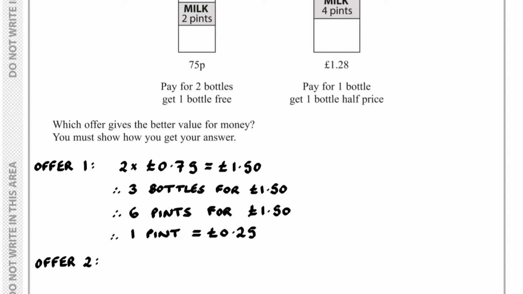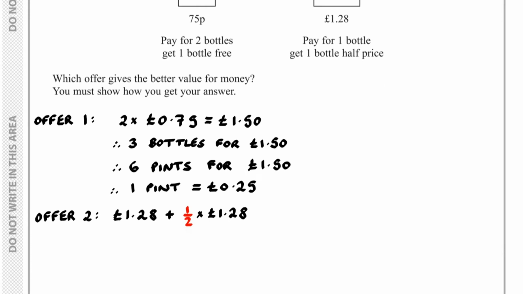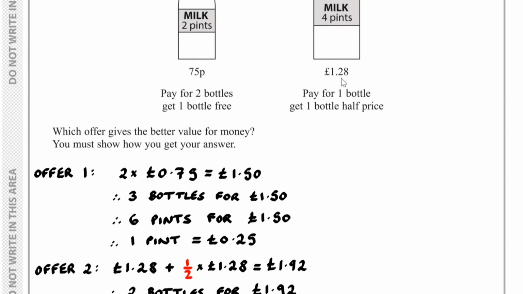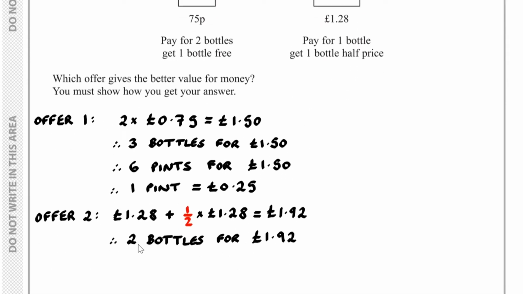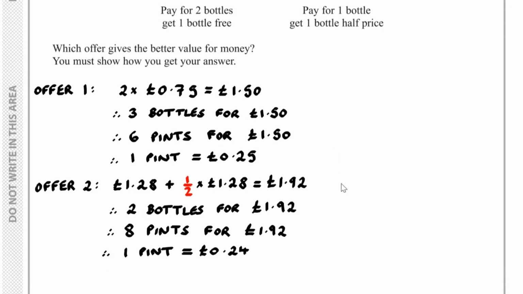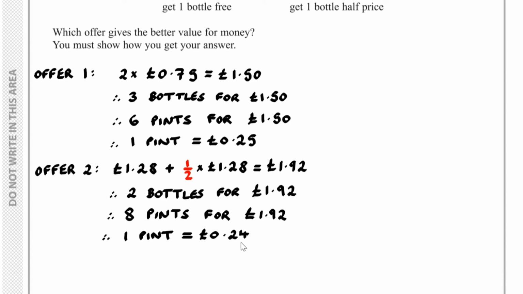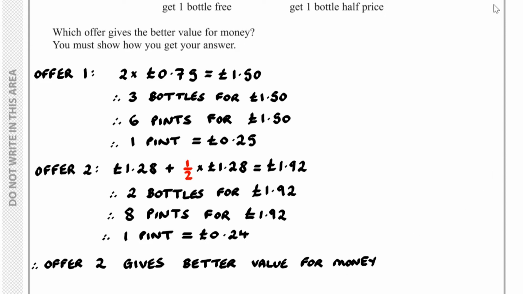Taking a look at the second offer, well, we've got £1.28, that's 1 bottle, and the other bottle is half price, so we have half times 128. And if I work out what this is, I get 192. So I've got 2 bottles for 192. I've got 4 pints, so that means I've got 2 4-pint bottles. So that means I have 8 pints for 192, which means 1 pint is equal to 0.24 pounds. 192 divided by 8 is 0.24. So that means offer 2 gives the better value for money.